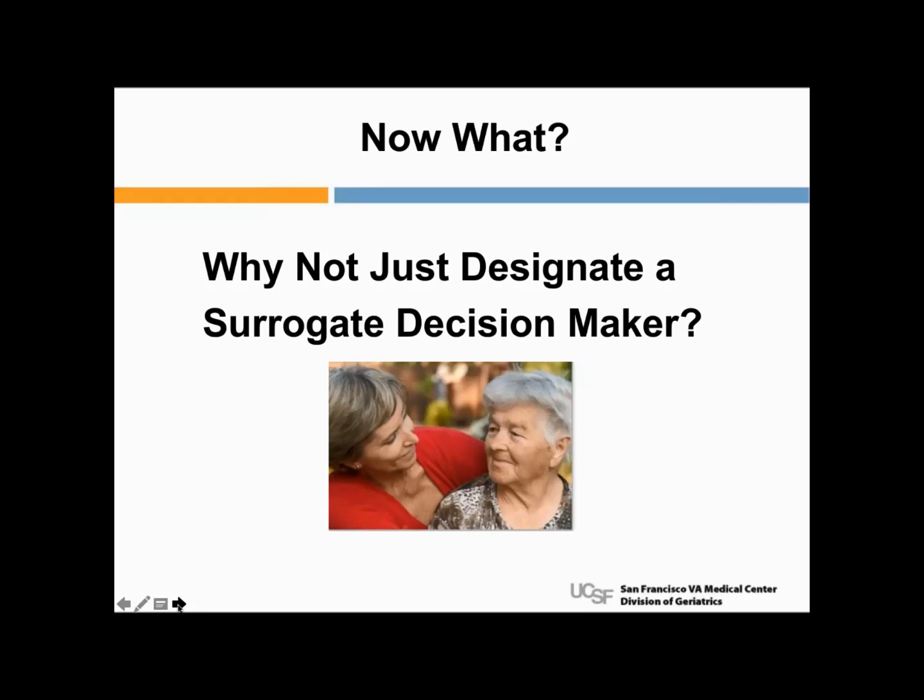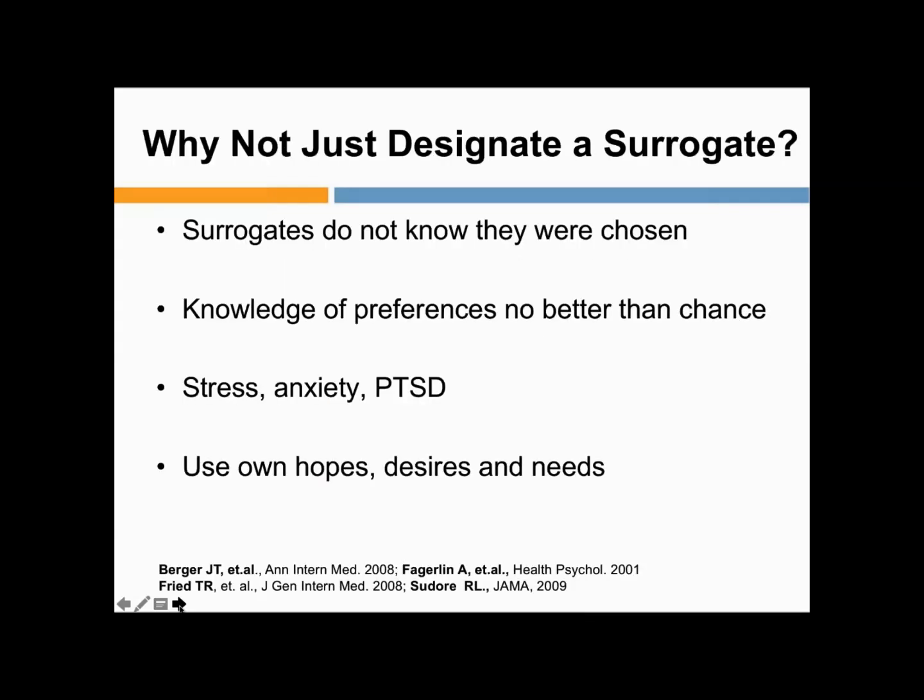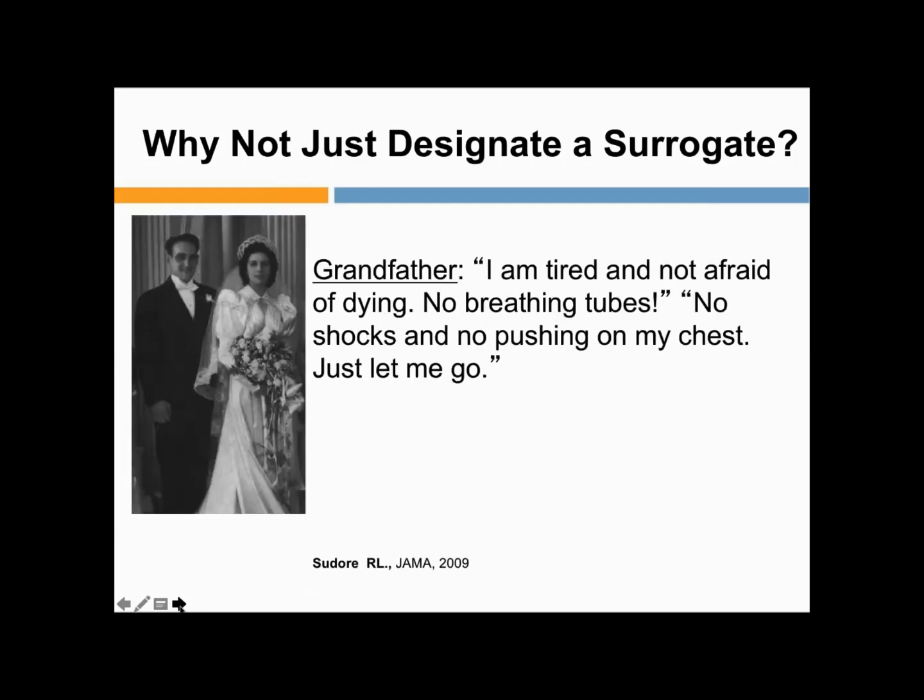So now what? Well, some people will say, why don't you just designate a surrogate decision maker and that should just work out fine and we can be done with it. But again, many studies show that surrogates don't know that they were chosen. Their knowledge of patients' preferences has been shown to be no better than chance. Studies are also showing that these surrogates live on with stress, anxiety, and PTSD from having to make these decisions for people. And people also use their own hopes, desires, and needs in the process.